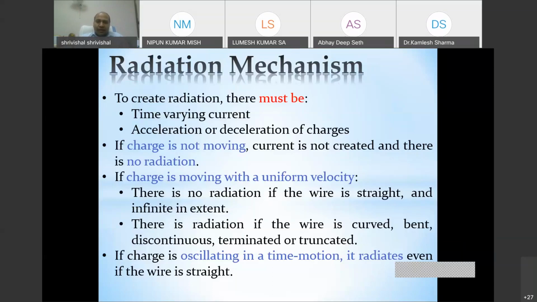The second condition is acceleration or deceleration of charges. It means if there is a continuous change in the values, or the velocity is not constant but keeps on changing, then it also leads to radiation phenomena. So if a charge is not moving, then current is not created, and there is no radiation.